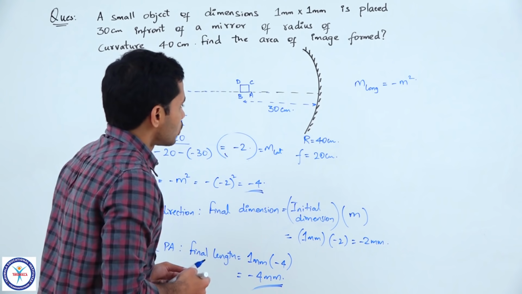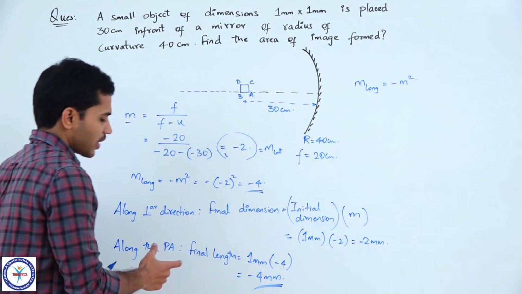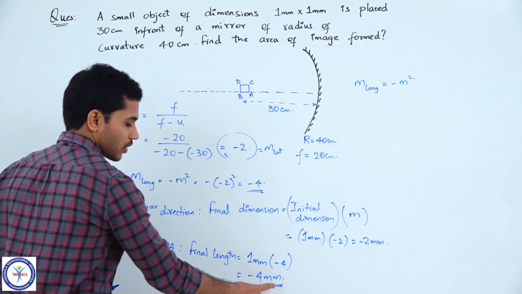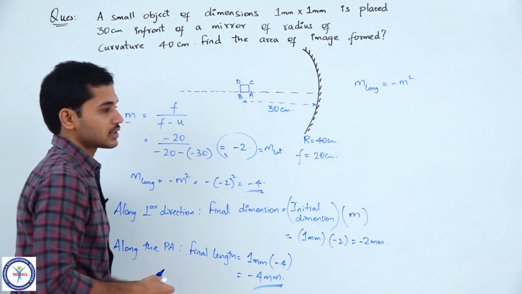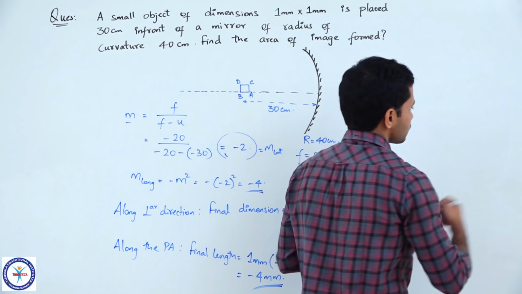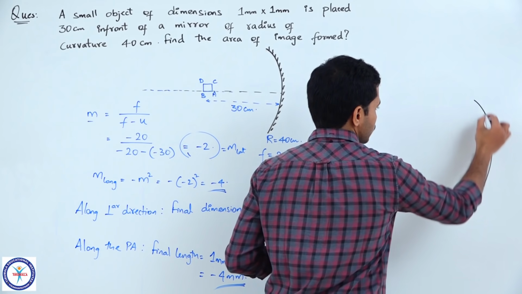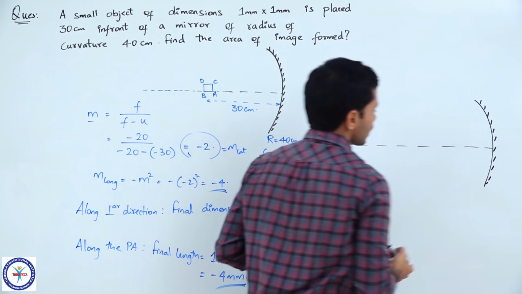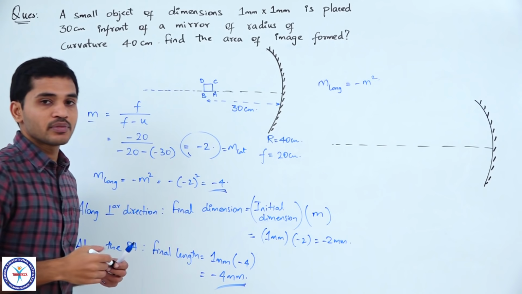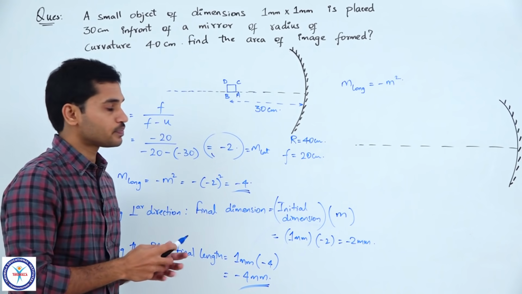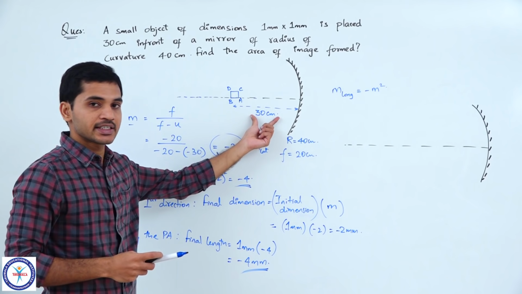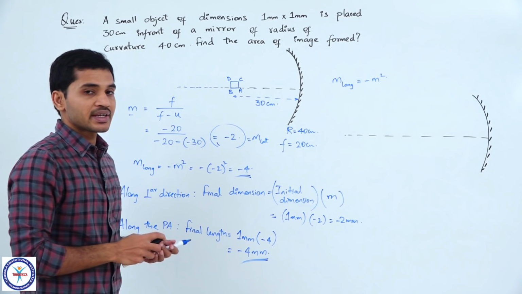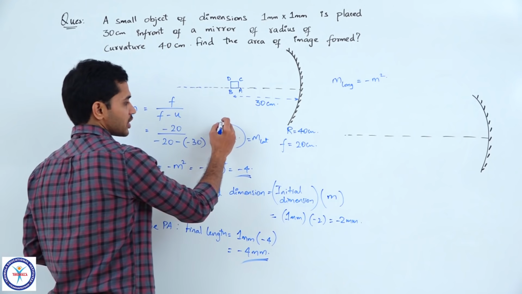So, let us now draw the final image. We know that the final image should have a length of 2 millimeters perpendicular to the principal axis and 4 millimeters along the principal axis, right. So, I will draw that image over here. So, if this is the mirror, can you understand where the final image will be formed, at what distance will it be formed? We know that the object is at 30 centimeters. At what distance will the image be formed? You can directly understand that by looking at the magnification expression which we derived.